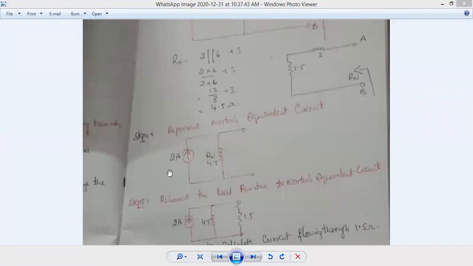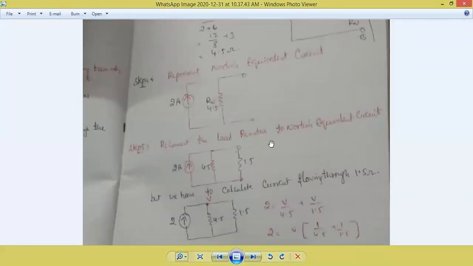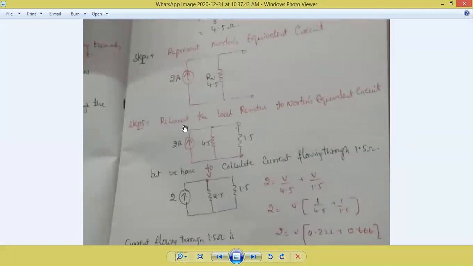Now, the 2 ampere current source is in parallel with the resistor. This is the Norton's current. We have calculated Norton's current, and we got 2 amperes. Now, what is the last step? Similar to Thevenin's theorem, reconnect the load resistor to Norton's equivalent circuit. What is the load resistor we have removed? In the first case, 1.5. Now I am connecting 1.5.